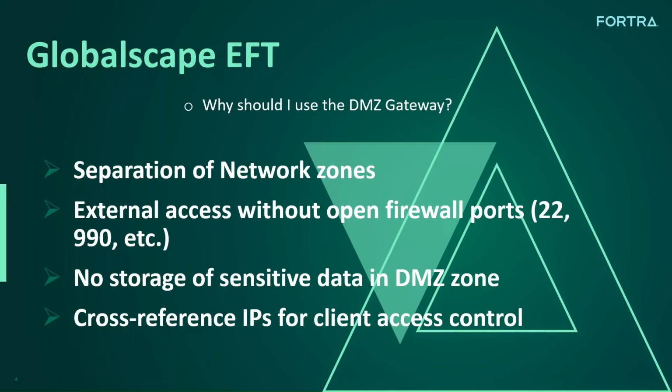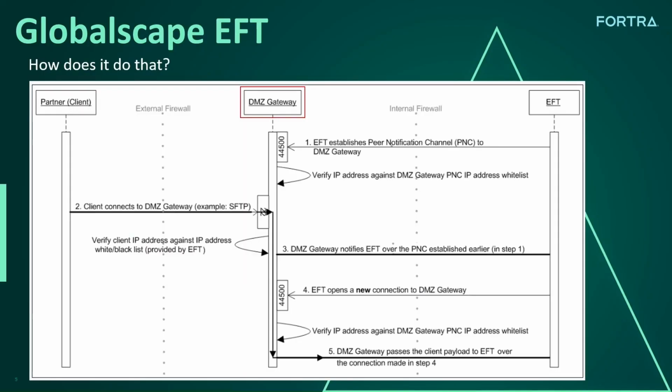The DMZ Gateway provides access control by cross-referencing client IP addresses against an access list provided by the EFT server. And this determines which connections can proceed and which will be denied, thus enhancing your access control. And how does it do this?